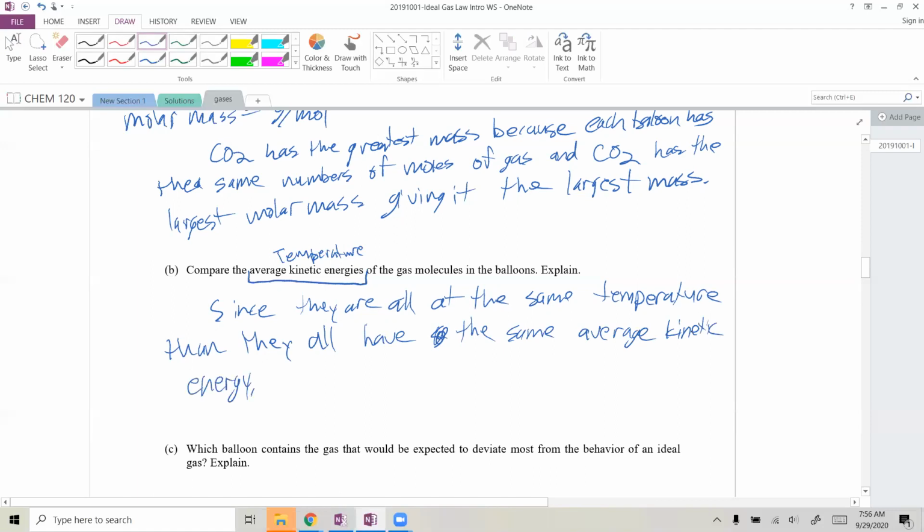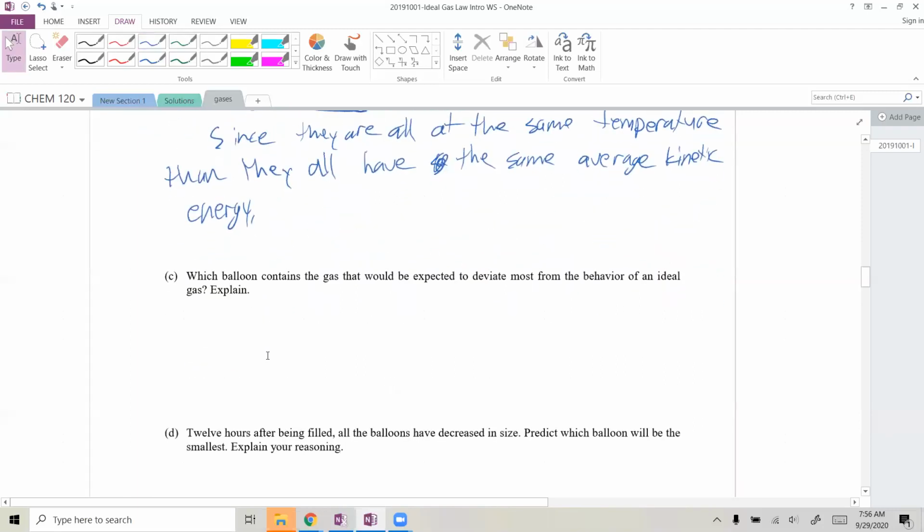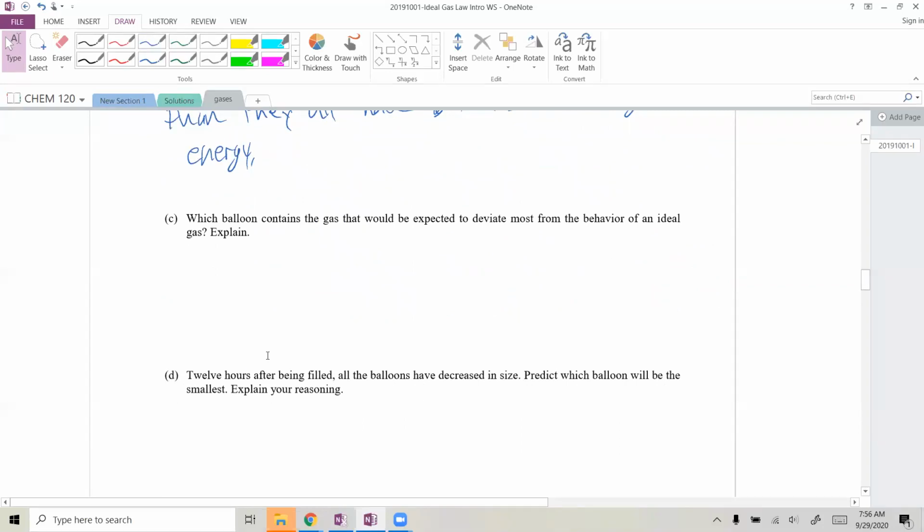Because our temperature is us actually measuring that value. And so them being at the same temperature gives them the same average kinetic energy. Which balloon contains the gas that would be expected to deviate most from behavior of an ideal gas? And so for that, there's two things that we want to be considering. We want to think about molecular size and attractive forces.